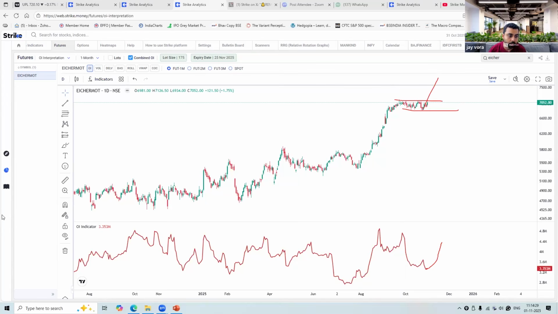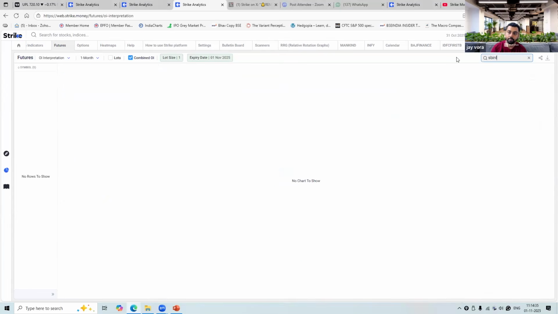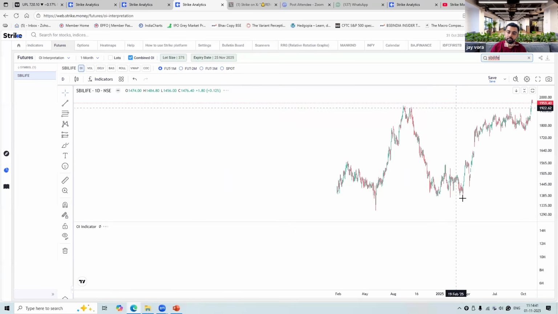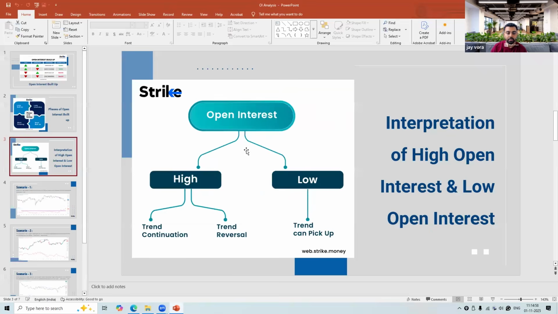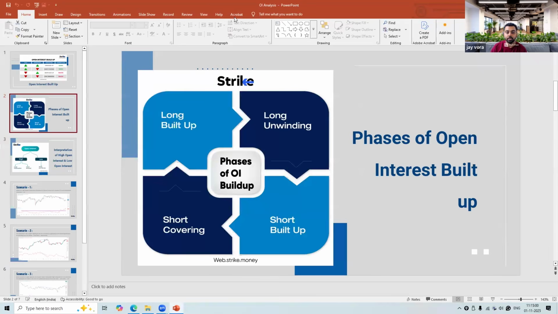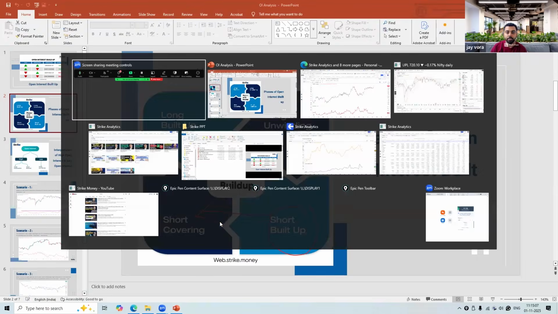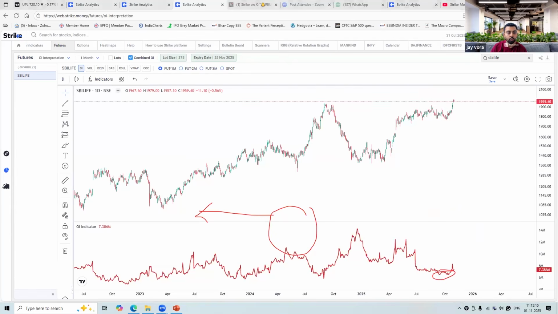Now there was one more stock that came on my radar, SBI Life. Over here, what do you see? When the prices were falling, the open interest was extremely high, right? And this entire rise has been on the back of short covering. What happened earlier was short build-up that led to short covering. Now short covering has more or less played out, because you're seeing open interest towards the low.